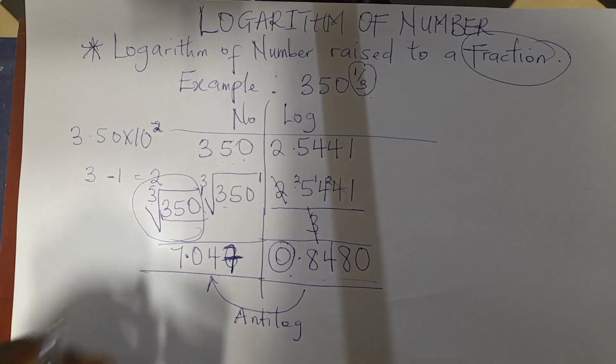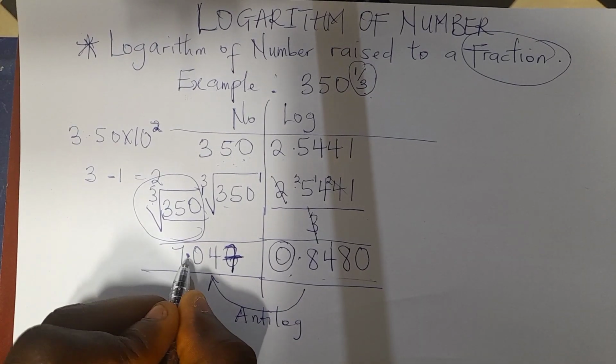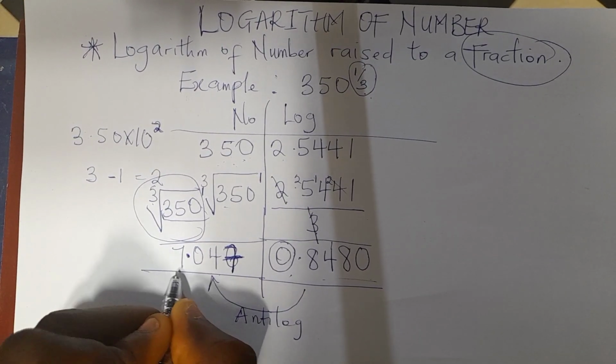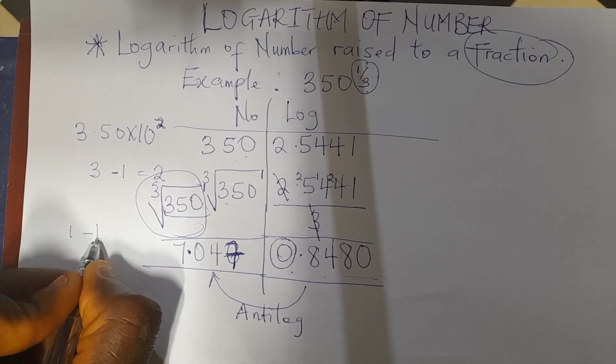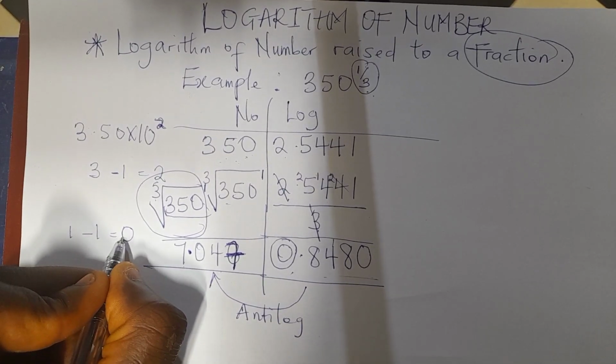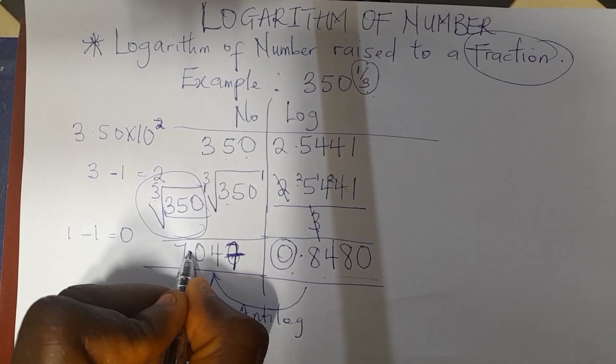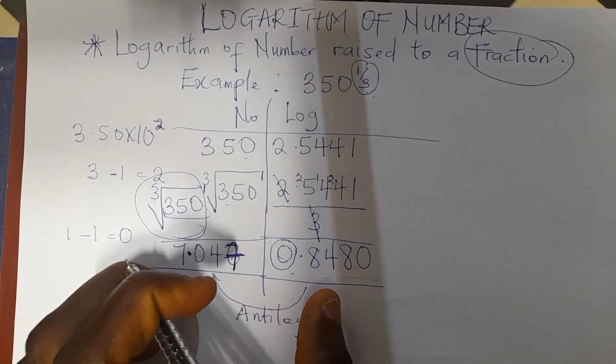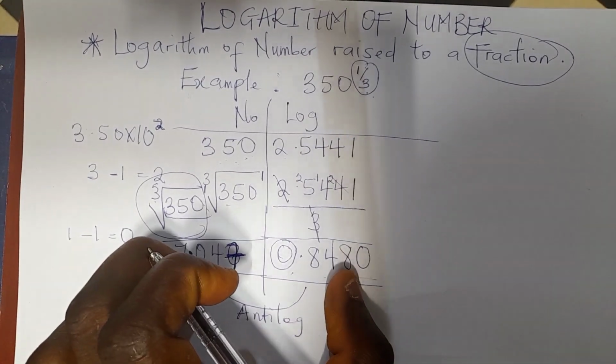Remember what I told you? How many numbers are before this point? 1. Okay, then 1 minus 1 gives you what? Gives you 0. So the value will be here. So this is the answer to this particular question.